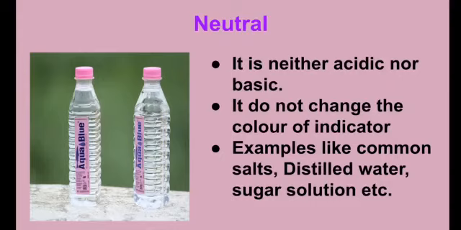So what is neutral? Let us talk about it. Neutral means it is neither acidic nor basic; a substance which is neither acidic nor basic is called a neutral thing. It does not change the color of an indicator. If we put litmus paper in the solution of neutral substances, it will not change the color of the litmus paper, right? Examples are common salt, distilled water, sugar solution. They are all examples of neutral substances. Correct?